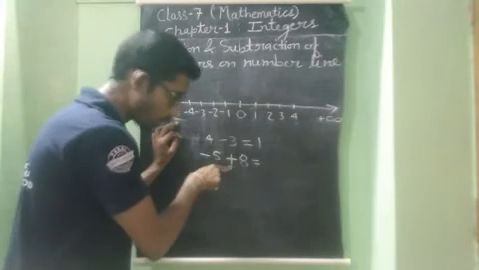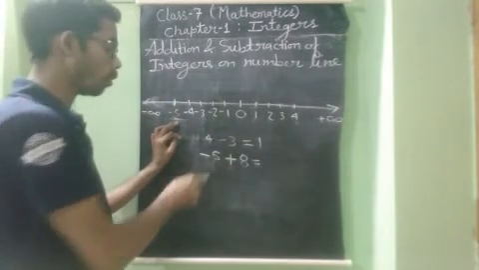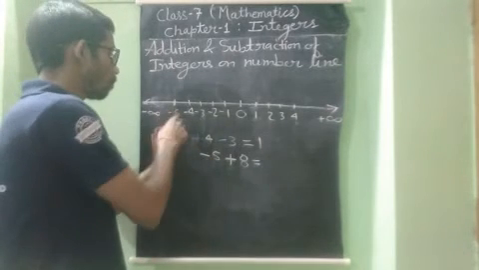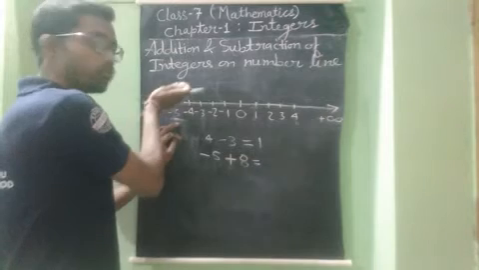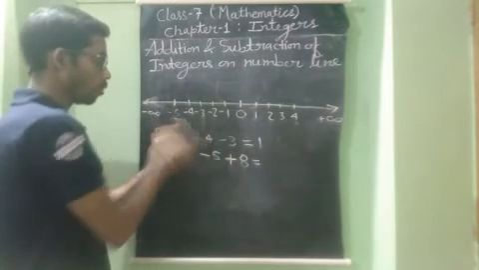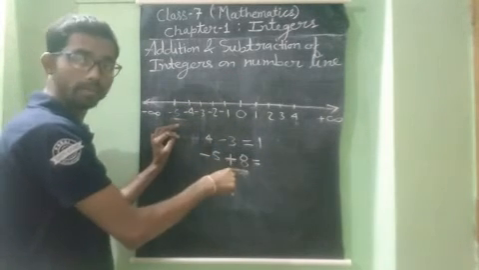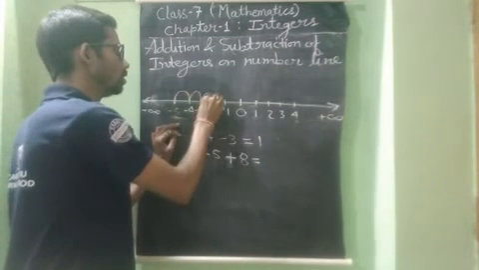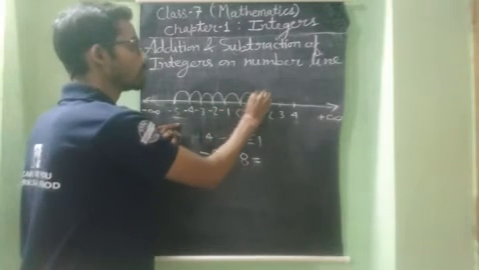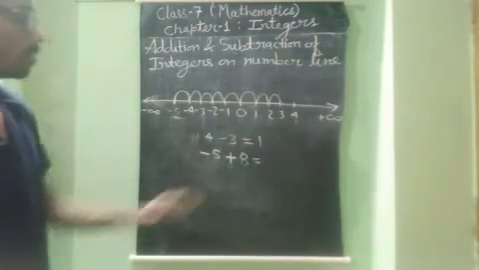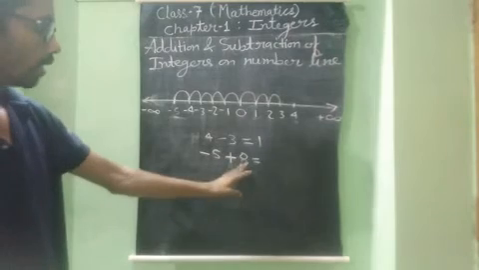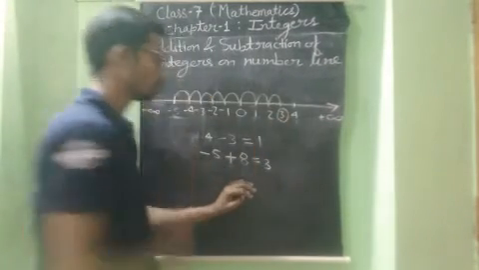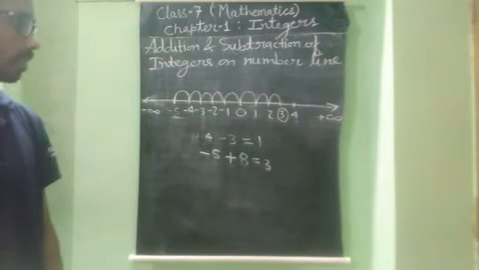8 has positive sign. So we have to go on positive direction from minus 5, and positive direction is the right side. So go 8 times on positive direction of 5. 1, 2, 3, 4, 5, 6, 7, 8. So minus 5 plus 8 becomes what? 3. So answer is 3.